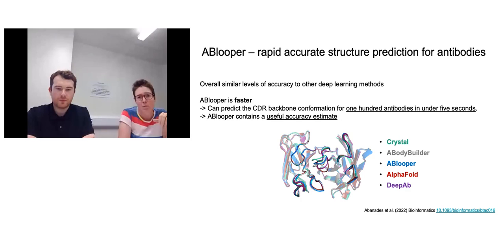The second thing that's important is how fast we can do this. I've already shown you that we can make predictions about as well as everybody else within this realm, but the most useful thing is that we can produce the backbone conformation of around 100 antibodies in under 5 seconds. That kind of changes the game. That now means if I say I want to make 1 million antibodies, I can actually go and model those kinds of numbers, so I can start to see what's possible.